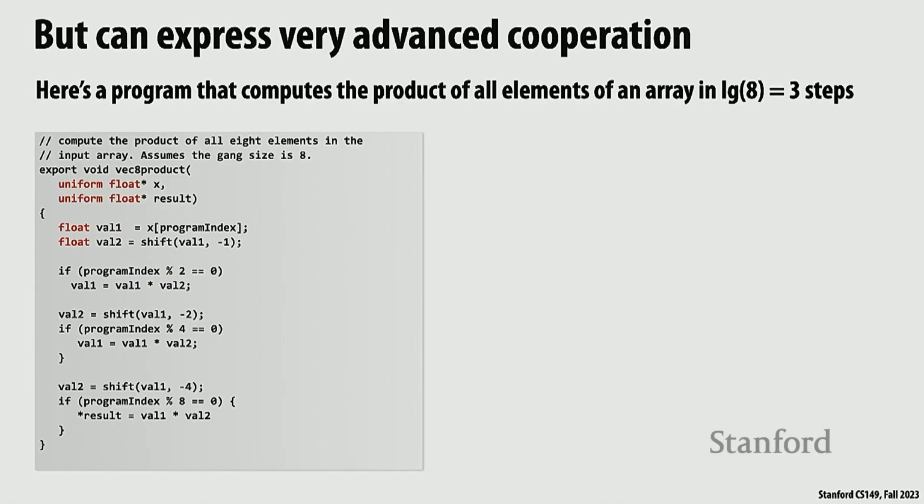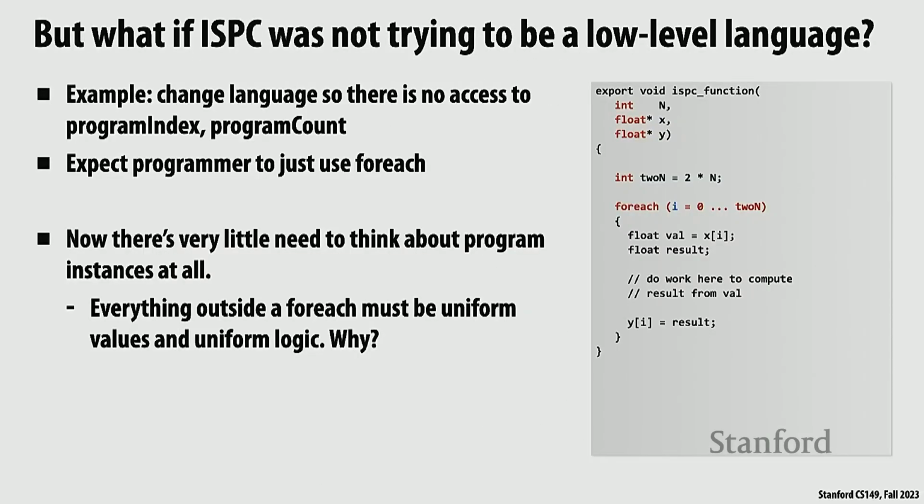If Ispc wasn't trying to be so low level, it would probably just give you a foreach and say you're not allowed to have program count at all. You would just write code, you'd almost never think about parallelism, and you'd be like, wow, my program runs 8 times faster than it did before. This is awesome. So if I take out all the low-level stuff from Ispc, it turns out to be a very, very simple thing.